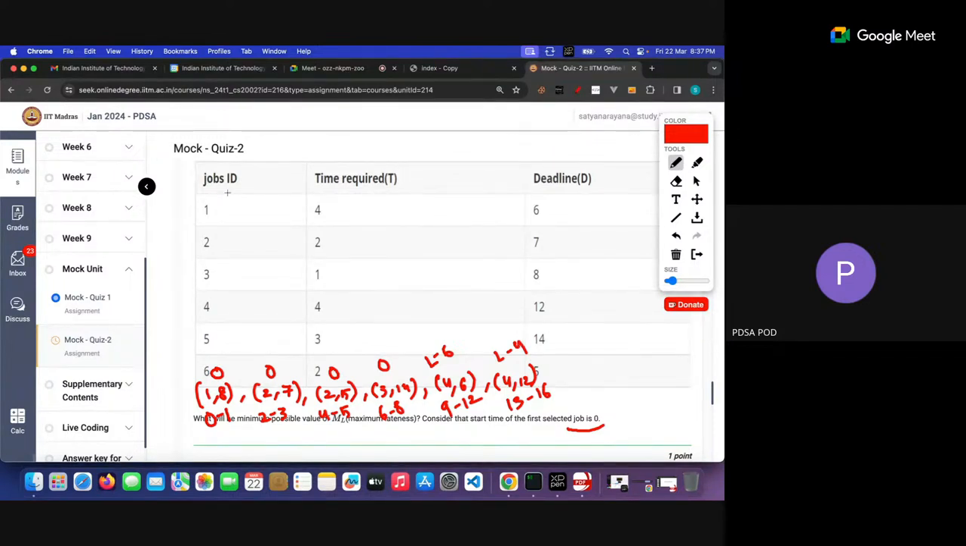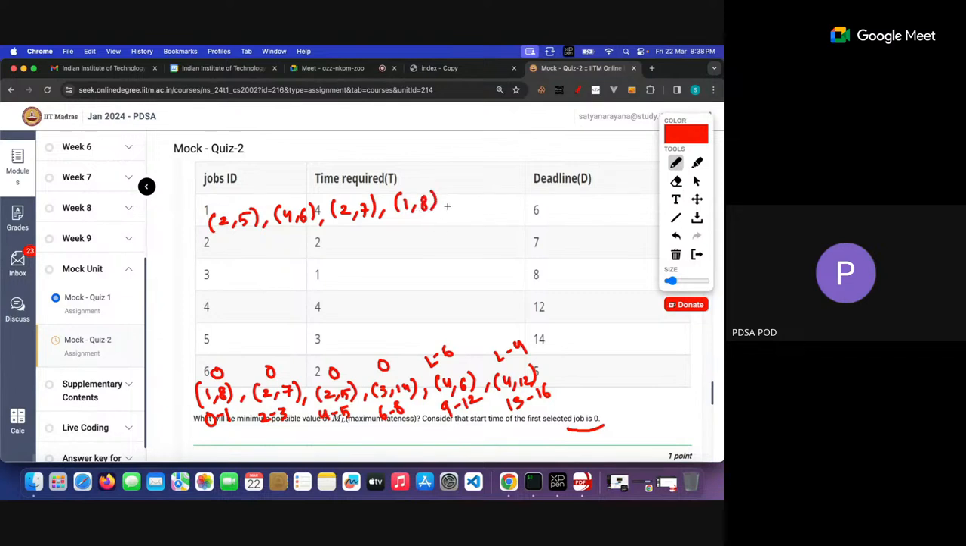Two and five. So what I'll do is draw this, because maybe once I close it, it's an issue then. Yeah, no problem, because I'll draw this one since I can easily remember it. The first one is 2 and 5, because we are sorting based on deadline. The second one is 4 and 6. Is it right? The third one is 2 and 7. And the fourth one is 1 and 8.